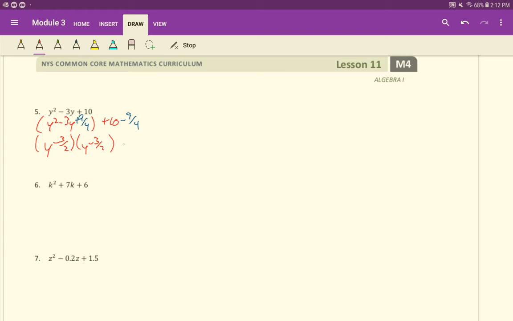Okay, so then 10 take away 9/4. Well, 10 is the same thing as 40/4. So take away 9/4 would be 31/4. And so our final answer here would be y minus 3 halves squared plus 31/4. Okay, let's try this next one.